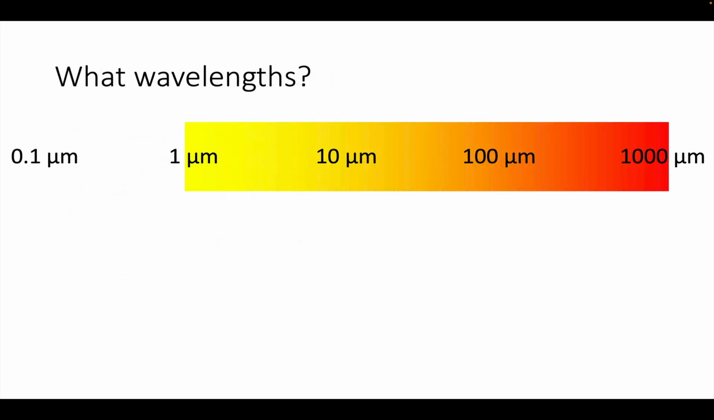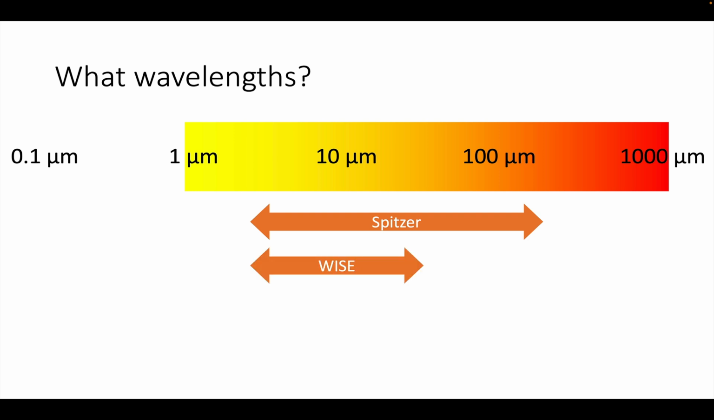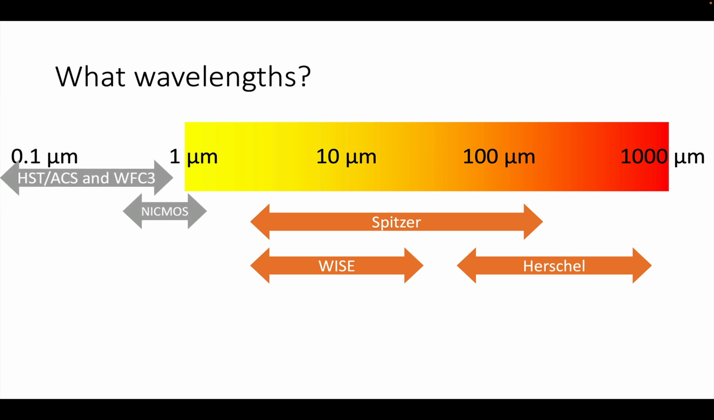So, the first step. What wavelengths are we covering here? Well, optical is roughly like 1/10 of a micron to a micron. And infrared is roughly like a micron to like 1,000 microns. Spitzer goes from like 3.5 to like 160 microns. WISE is from about 3.5 microns to about 22 microns. Herschel goes from about 70 microns to about 500 microns. So comfortably infrared. Hubble is of course mostly optical.